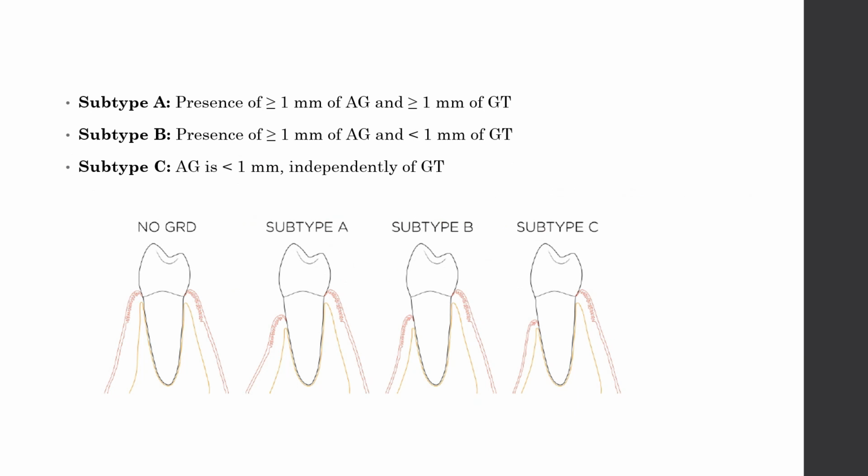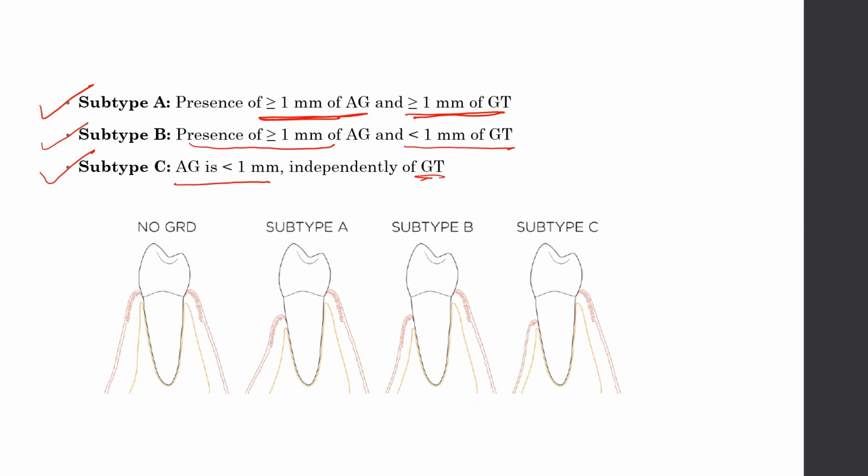Now, when you have measured these two components, then you have to classify the recession into subtypes. Subtype A is when there is greater than 1 mm of attached gingiva and more than 1 mm of gingival thickness. Subtype B is when there is greater than 1 mm of attached gingiva but less than 1 mm of gingival thickness. And subtype C is given to the recession if attached gingiva is less than 1 mm, independent of any gingival thickness.